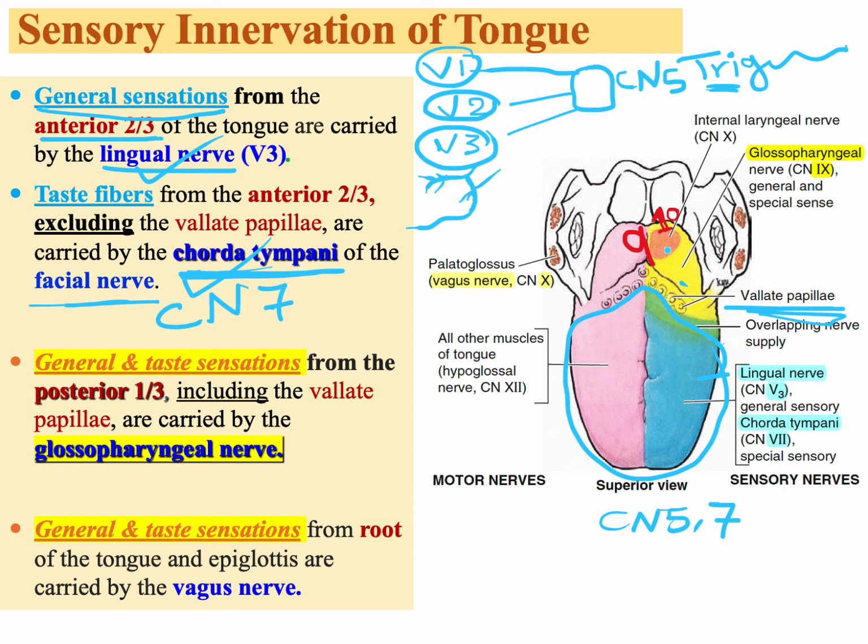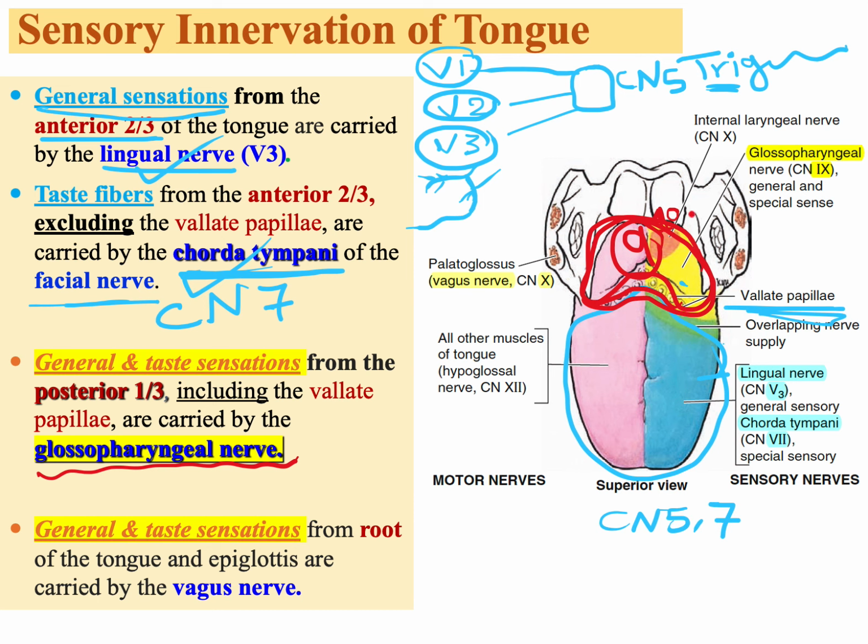Simply, guys, the general sensation and the taste sensation from the posterior 1/3 of the tongue, of course including the vallate papillae, is carried by cranial nerve number 9, glossopharyngeal nerve. So the general sensation and taste sensation, both carried by one nerve, which is cranial nerve number 9, glossopharyngeal nerve. Of course, including the vallate papillae.